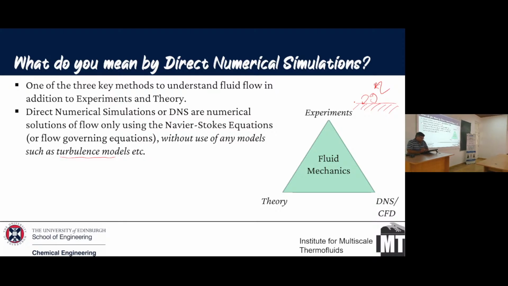Within RANS, many people mention RANS. What is the main problem with RANS modeling? What is the most common RANS model that people use?